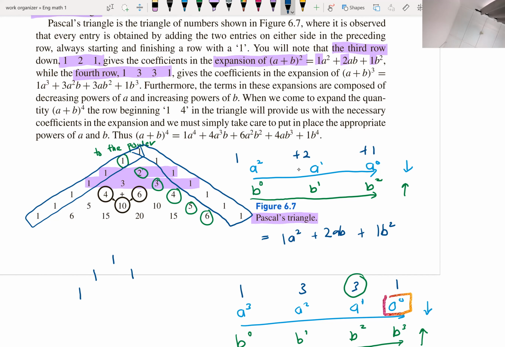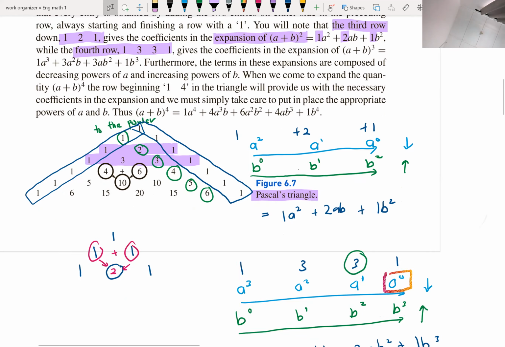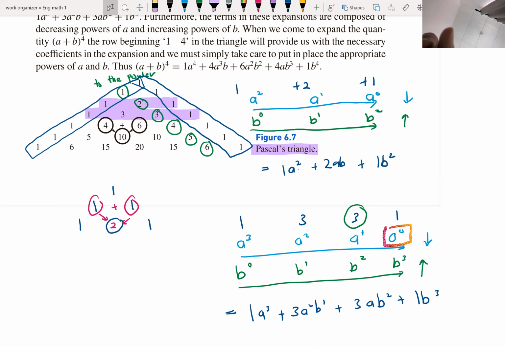Now what's the number here? This one plus this one forms the number here, so it will be 2. Then cover up with 1 here again. Next, this is to the power of 1. Next again start with 1.